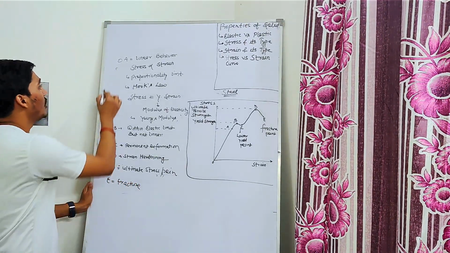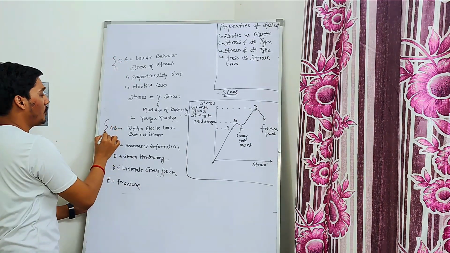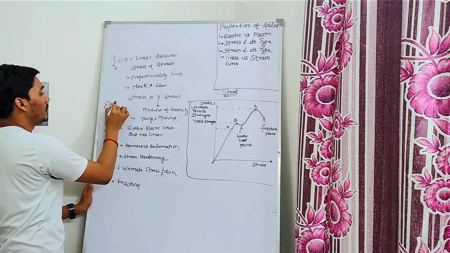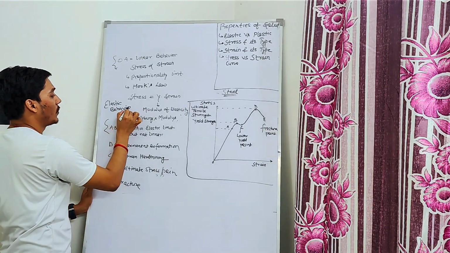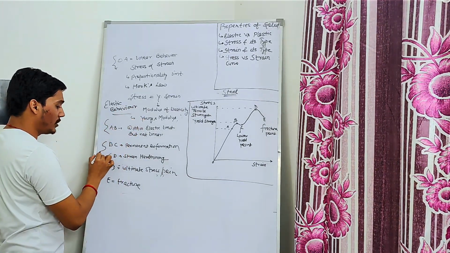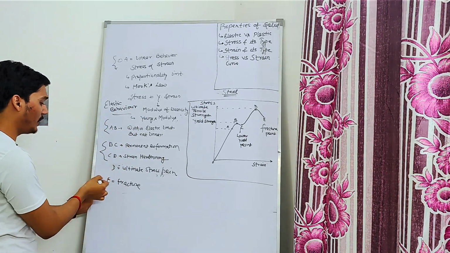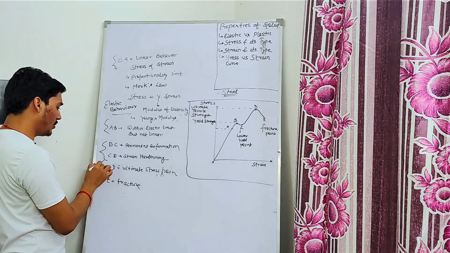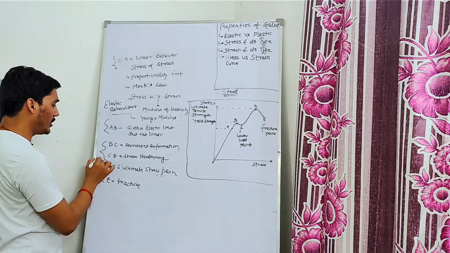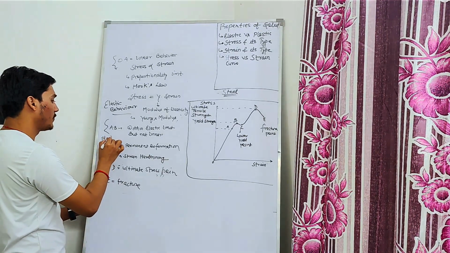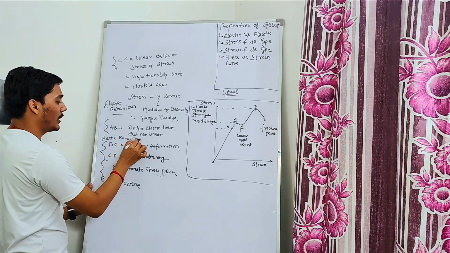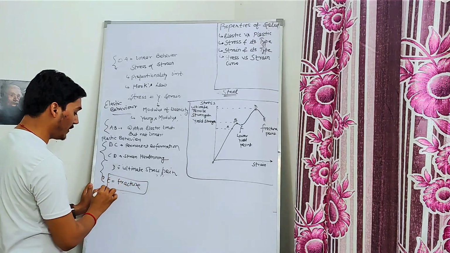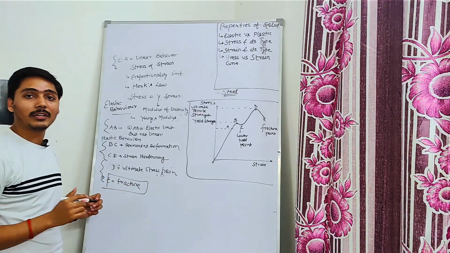So we can say that from O to A and A to B there is elastic behavior, and from B to C, C to D, and even D to E there is plastic behavior. At E we get a fracture, which means the material will completely fail.